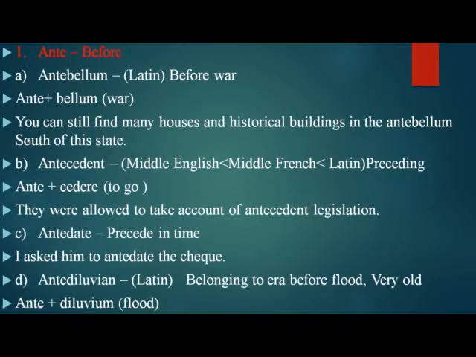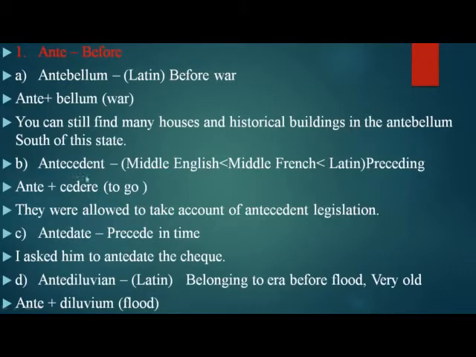So you can see here, you can still find many houses and historical buildings in the antebellum south of the state. So as it is quite clear from this sentence how to use antebellum, we can find houses and historical buildings before war, means pre-war period buildings and houses. That's what we are talking of here.